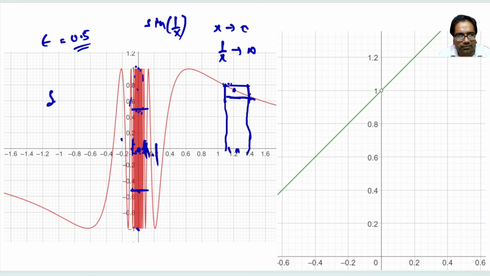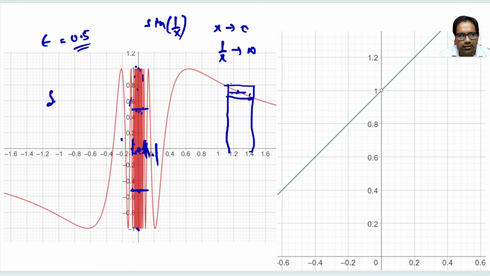This is my delta. Okay, so I'll extend it a little bit. I'll say this is my delta. Between this delta, your function will always lie between this line and this line, as long as your x is between this and this. So in this case, you can always choose some delta. For example, delta can be like this.